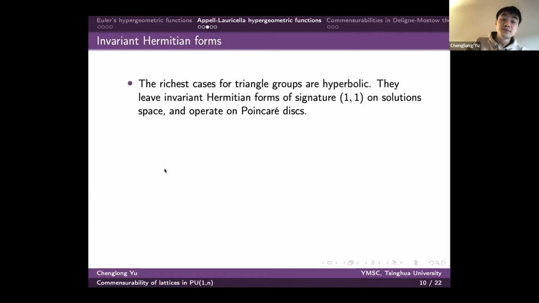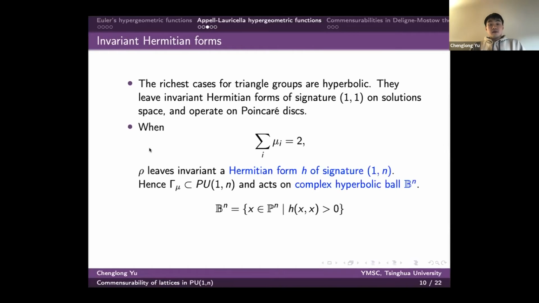And a hyperbolic triangle group is actually a group inside PU(1,1), the automorphism group of the Poincare disk. So it will leave invariant a Hermitian form of signature (1,1) on the solution space. The solution space has dimension 2, so it will act on the Poincare disk. And Deligne-Mostow and Thurston obtained a similar criterion in higher dimensions. So when the summation of the mu i is equal to 2, then the representation will leave invariant a Hermitian form of signature (1,n).